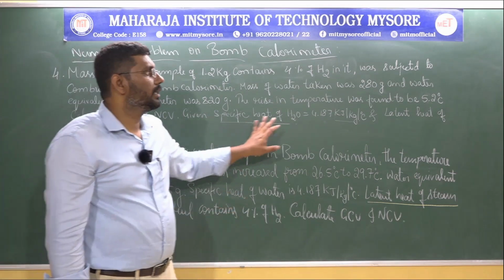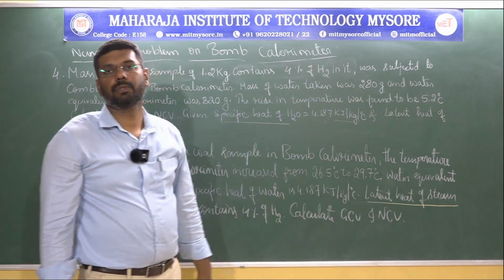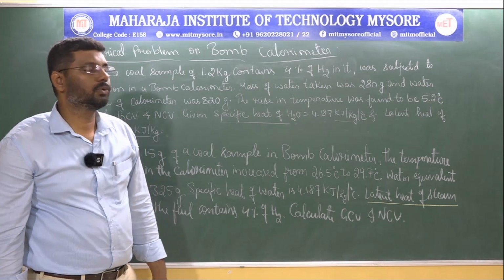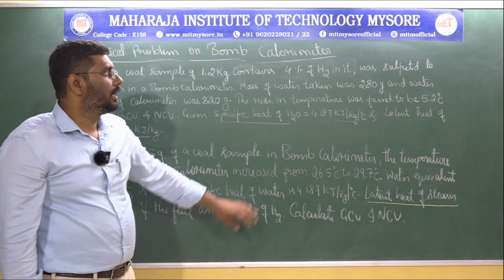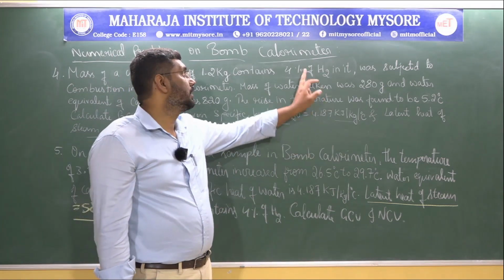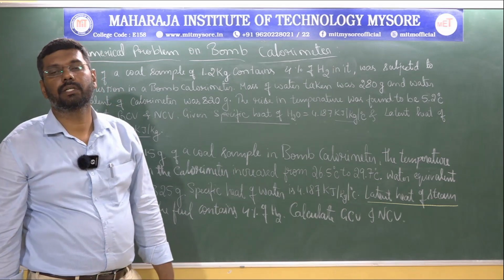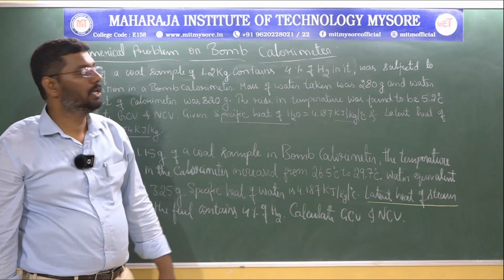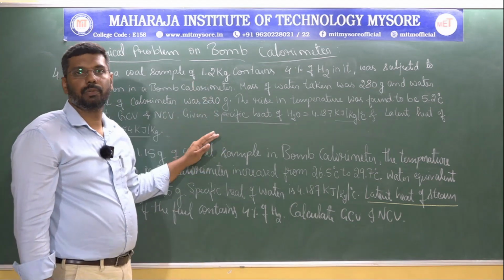The remaining data are as such. He has directly given the rise in temperature, that is T2 minus T1 degree centigrade, that is 5.2, which can be directly taken for the calculation. And to calculate the NCV, here he has given only the percentage of hydrogen, that is 4, which has to be taken as 0.09 into 4 into the latent heat of steam. Okay, so this is one such numerical problem.